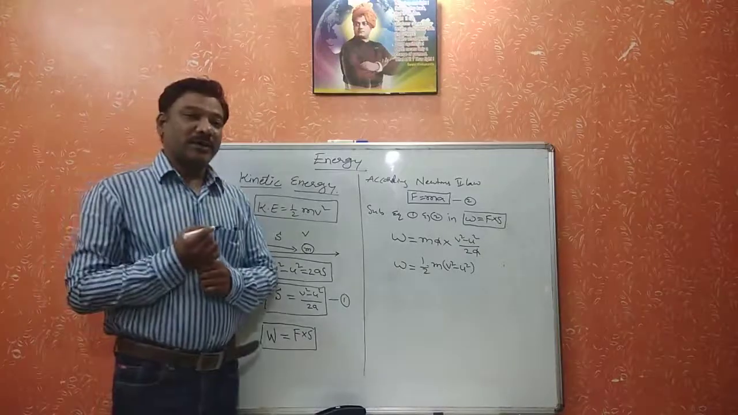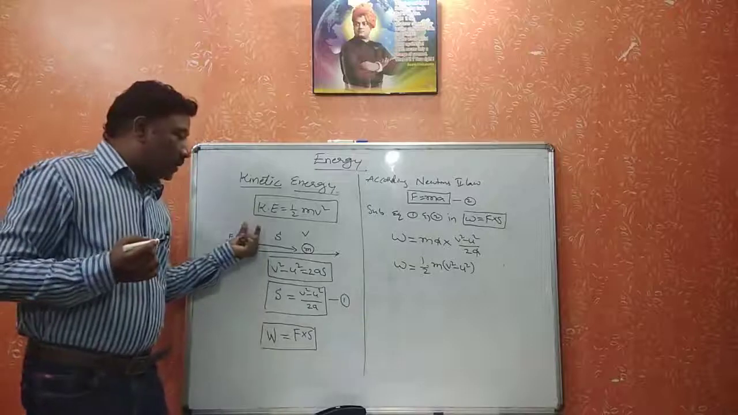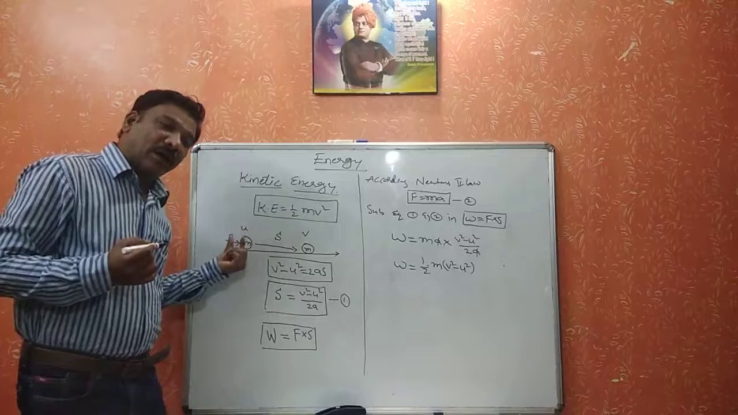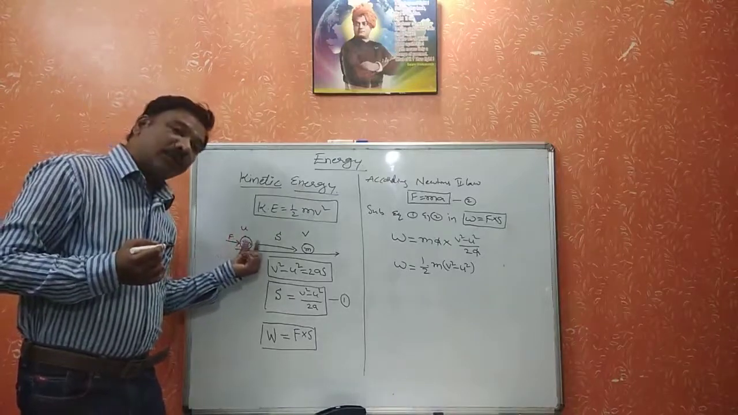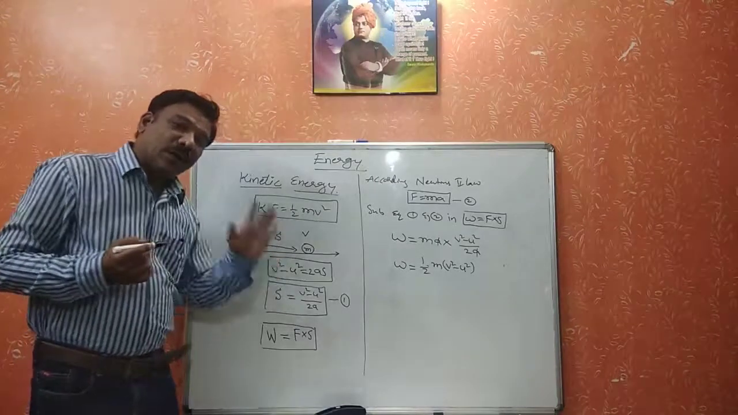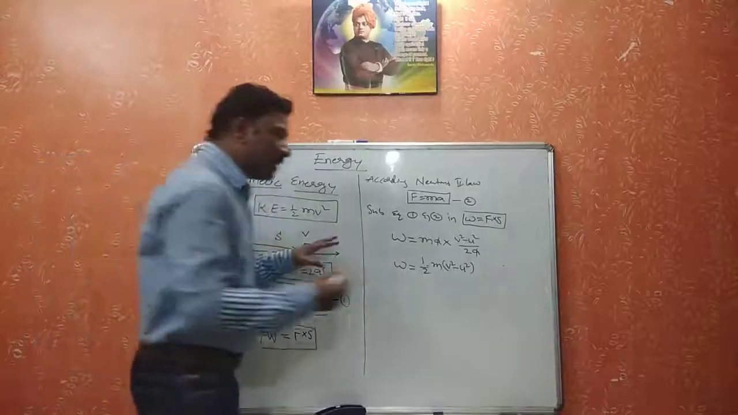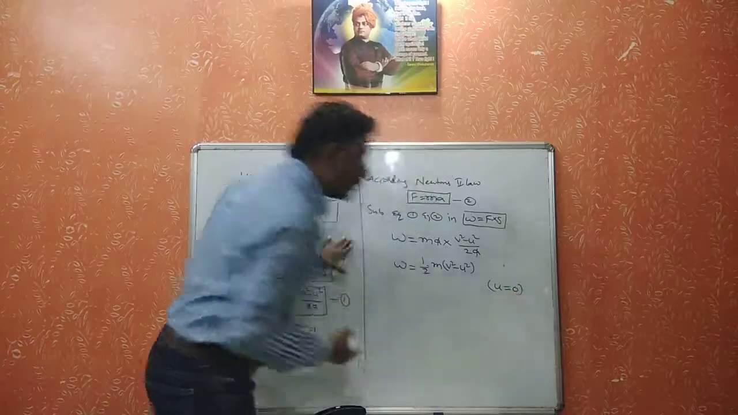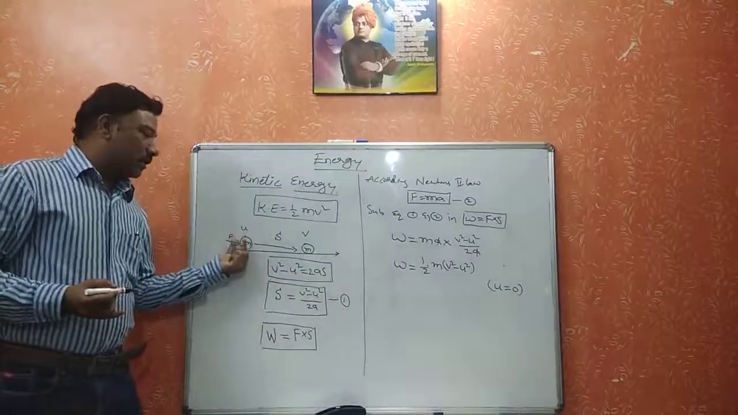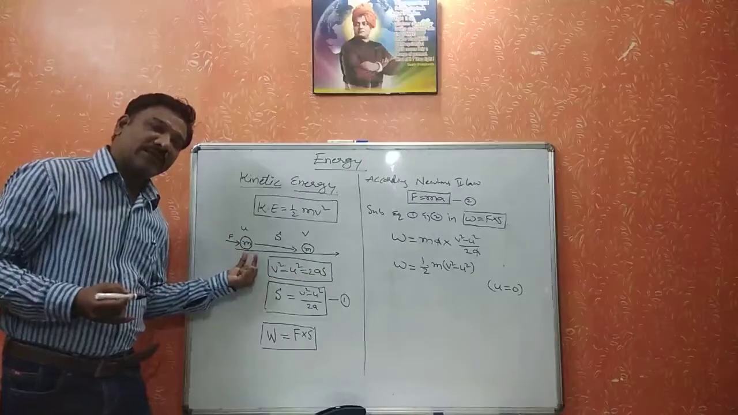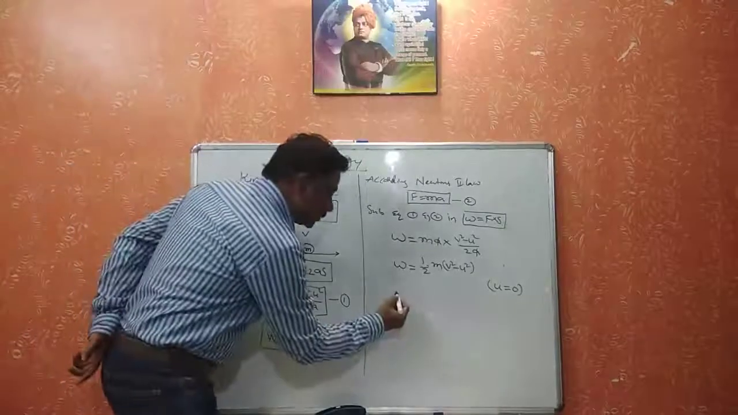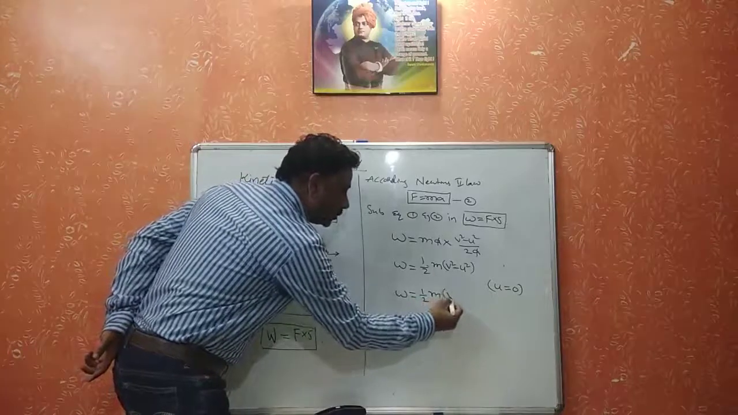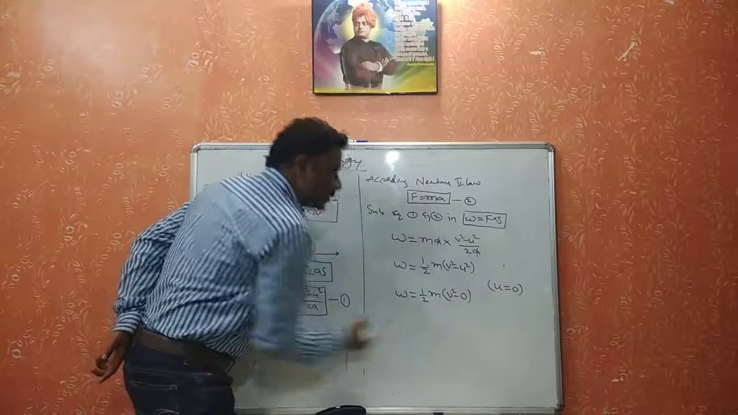But we know very well that the initial velocity of an object which is in the rest position is always what? 0. Why? Here we have to take u as 0, because the initial velocity of an object which is in the rest position is always 0. So now do one thing. W is equal to 1 by 2 into m into v square minus 0.